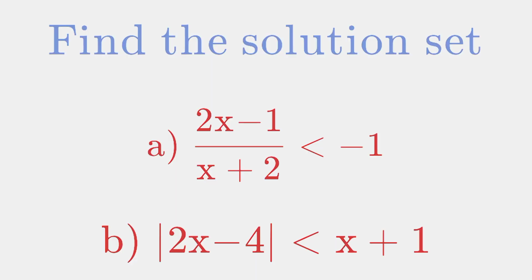In today's session, we want to look at these two inequalities. This first one, (2x - 1)/(x + 2) < -1. And then the second, which is the absolute value of 2x - 4 < x + 1. So we want to get the solution sets of these two inequalities. Let us start.